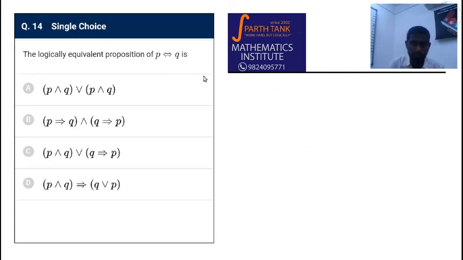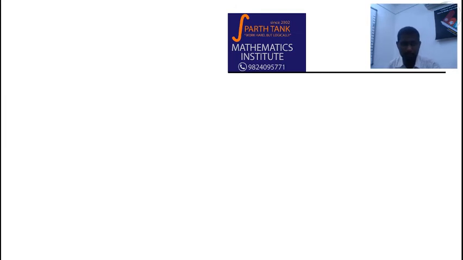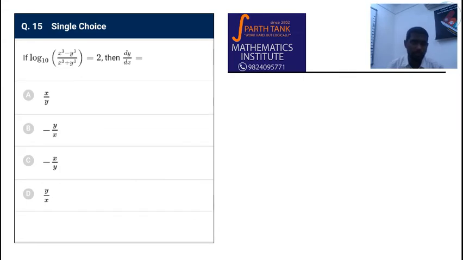Question number 14. The logically equivalent proposition of P if and only if Q, right? P implies Q and Q implies P. Basically that is this option straight away. This means P implies Q and Q should imply P. No working anything, just choose the correct answer. Let us go to question number 15.